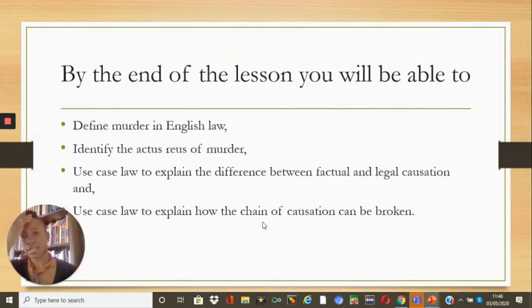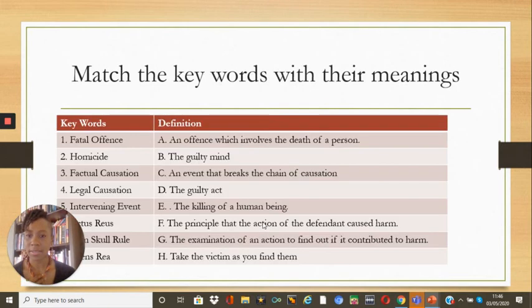By the end of the lesson, I hope that you'll be able to define murder in English law, identify the actus reus of murder, use case law to explain the difference between factual and legal causation, and use case law to explain how the chain of causation can be broken. So those are the aims for the lesson.